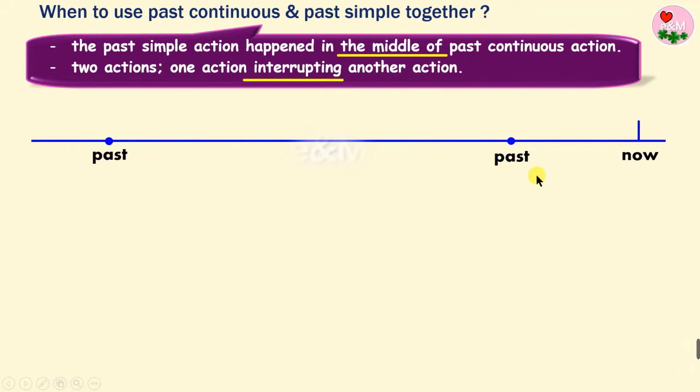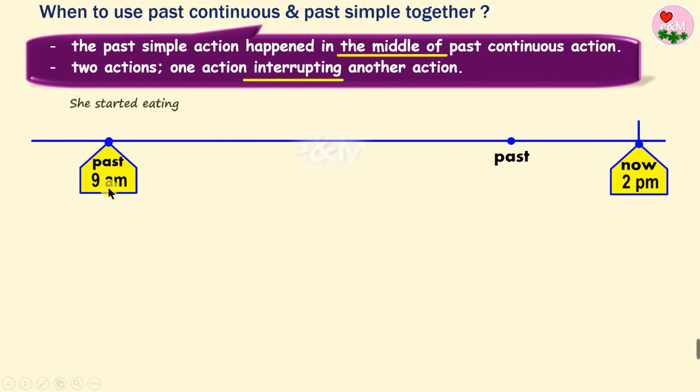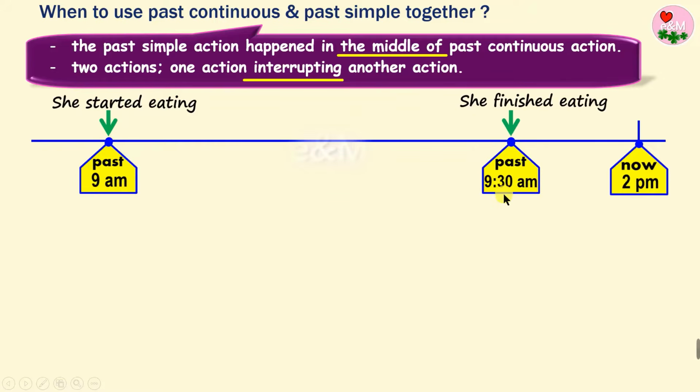Okay, this is our timeline. Now, it is 2 p.m. and let's say that in the past, before this, Alice was eating. At 9 a.m., she started eating. She started is past simple. And then she finished eating at 9:30 a.m. Again, that is past simple.